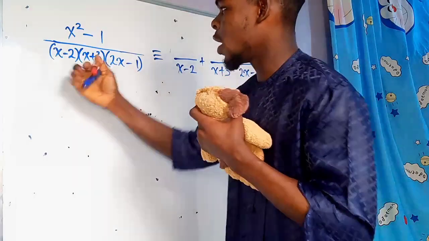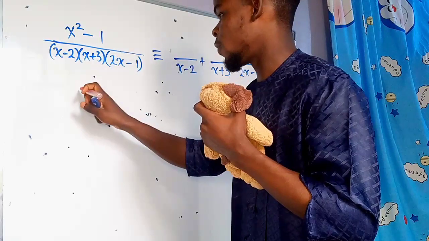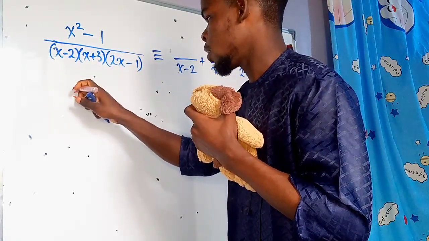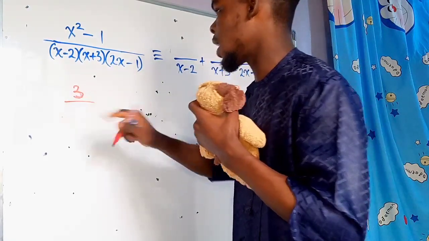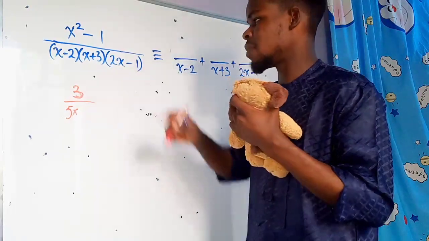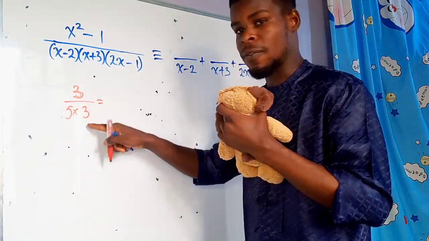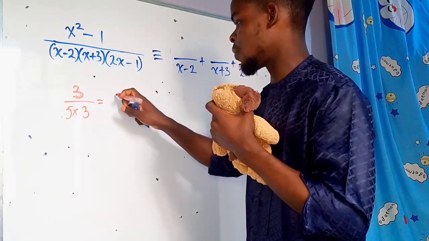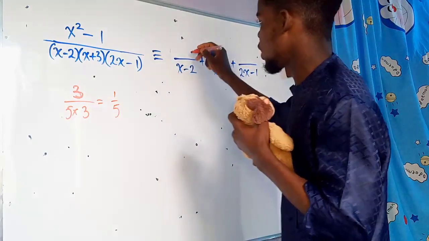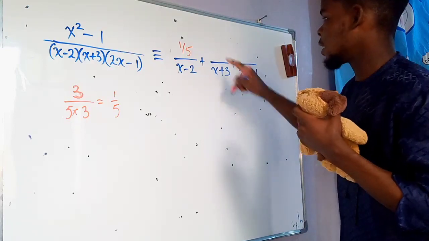So, covering this last one up, we have 2 squared minus 1, that is 3. 2 squared is 4, you subtract 1, that is 3. Then 2 plus 3, that is 5, times 2 times 2 is 4, minus 1, that is 3. So altogether we have 3 over 15, which is 1 over 5. So the numerator here is just 1 over 5. Simple, right? Great. Let's look at the second one.